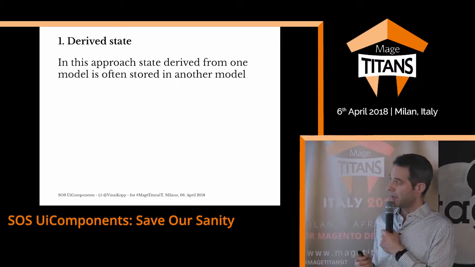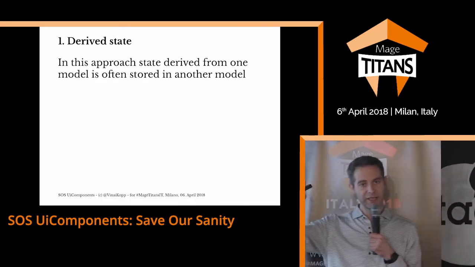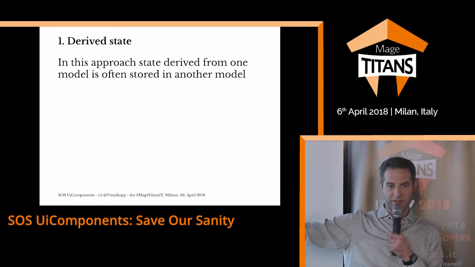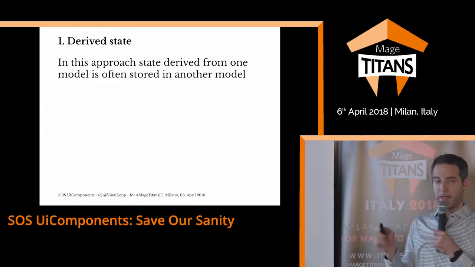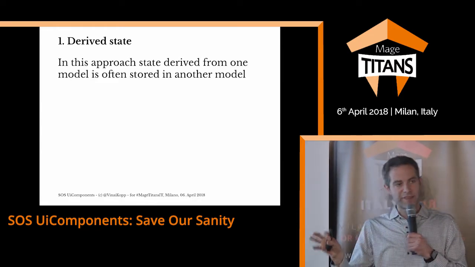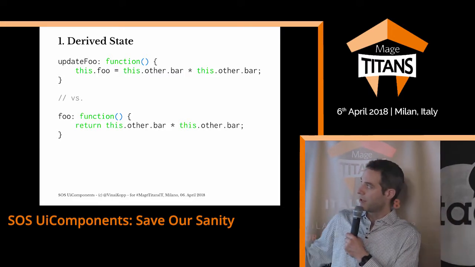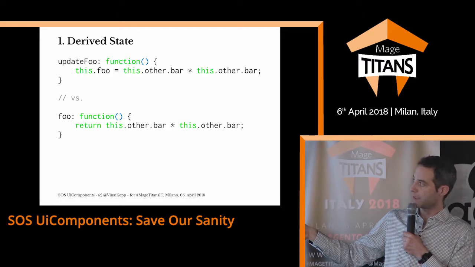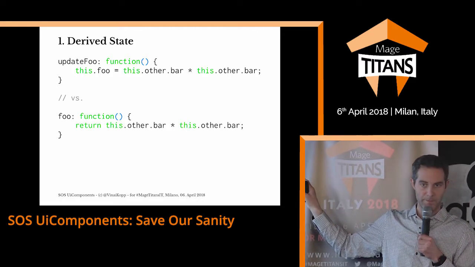So in this approach, interestingly enough, if there is derived state, so component A maybe uses a list of totals to calculate the grand total, right? Just a bad example maybe. Then the derived state is quite often set on the actual model. So just to indicate this, here's an example of derived state. So here, this foo property is derived from the bar property of some other view model.